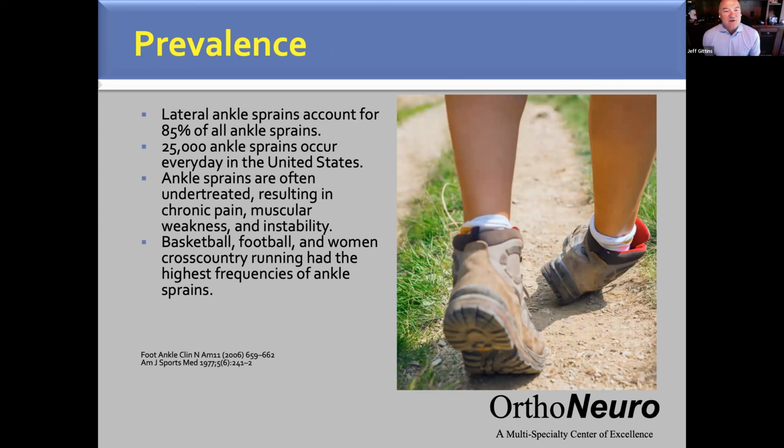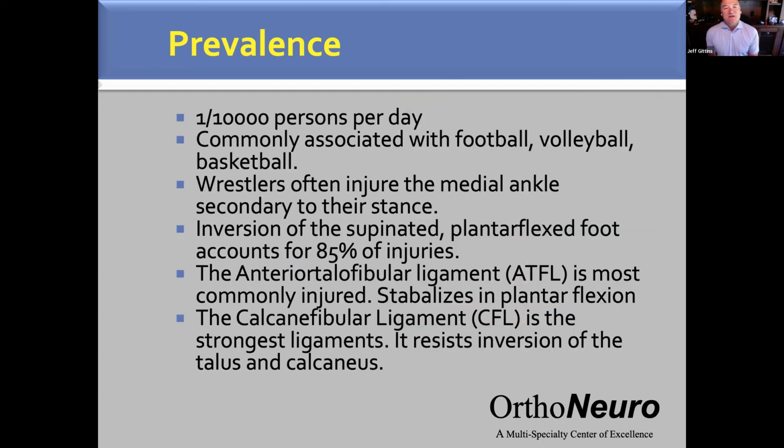Lateral ankle sprains account for 85% of all ankle sprains. 25,000 ankle sprains occur in the United States every day. Ankle sprains are often undertreated, resulting in chronic pain, muscular weakness, and instability, not to mention loss of work and time away from family or doing activities of leisure. It affects 1 in 10,000 persons per day.